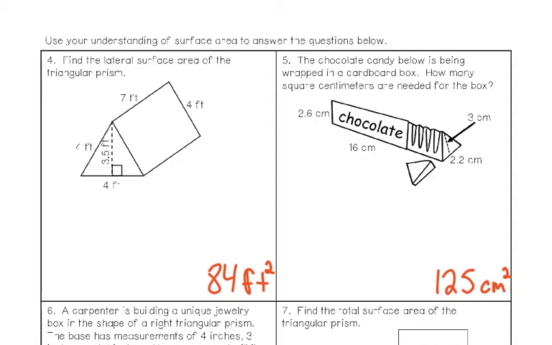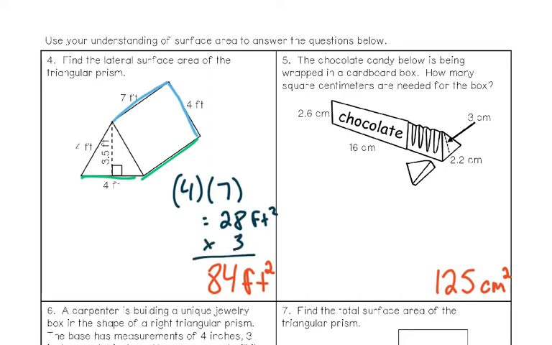So number 4 says find the lateral surface area. Like I said, that's just the area of the rectangles. I can see that the dimensions of the rectangles are 7 by 4 for these 2 on each side, and the one on the bottom. And I can see that because this is a 4, and then again, that's a 7 on the bottom. Using my formula length times width, I want to plug in my values 4 and 7 and multiply to get an area of 28 square feet for one of these rectangles. I know there's 3 rectangles in this triangular prism, so I'm going to multiply this by 3 to get my answer, 84 square feet.